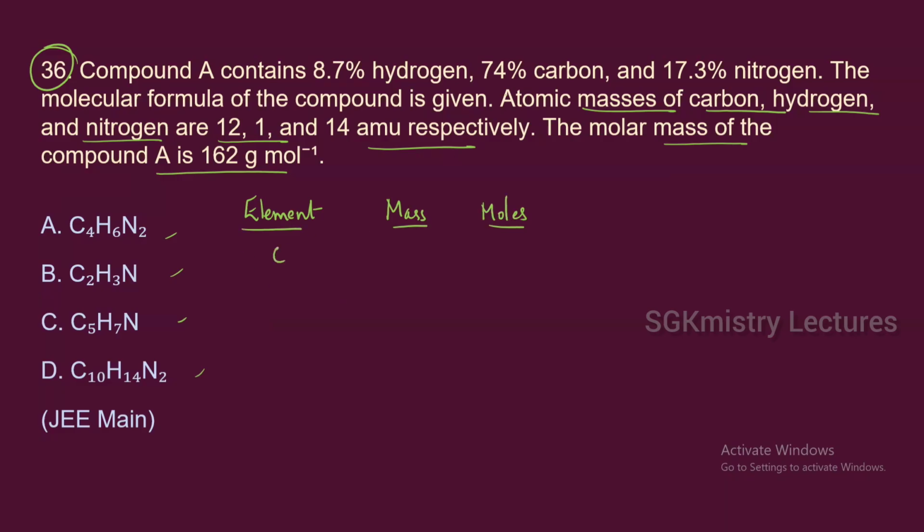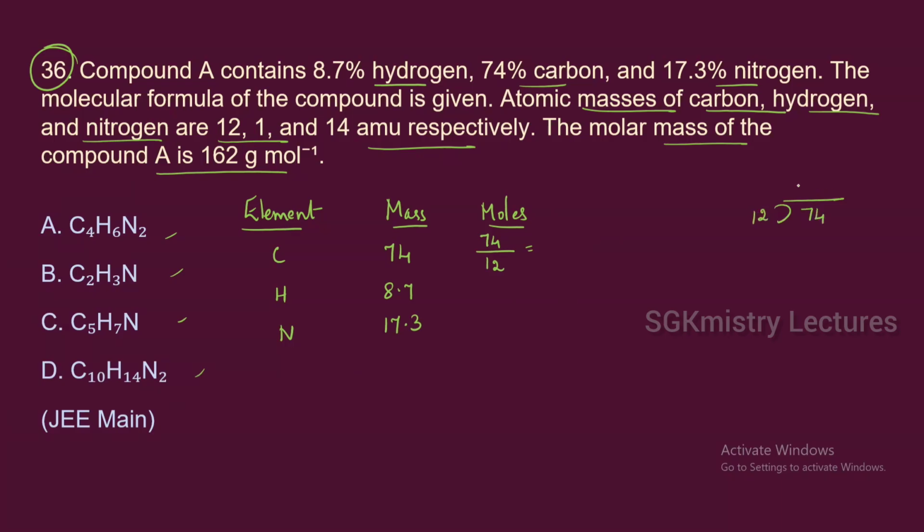So we have the three elements, carbon, hydrogen, and nitrogen. Now for carbon, how much is there? It is given as 74. Hydrogen is 8.7 and nitrogen is 17.3. Now number of moles is given by mass by molar mass. Molar mass of carbon is 12. So 74 by 12.